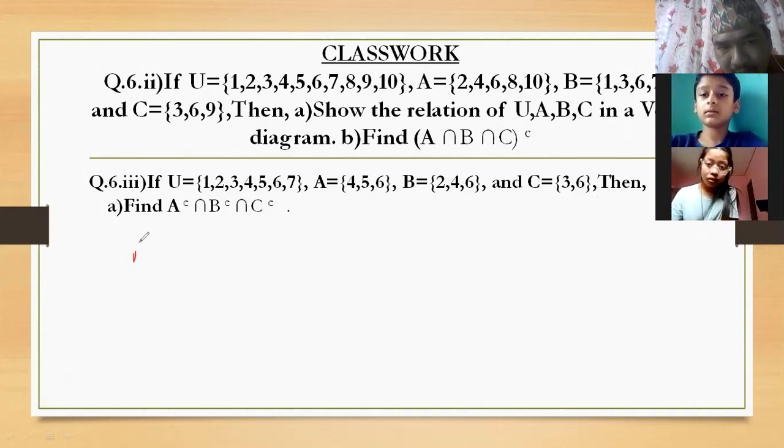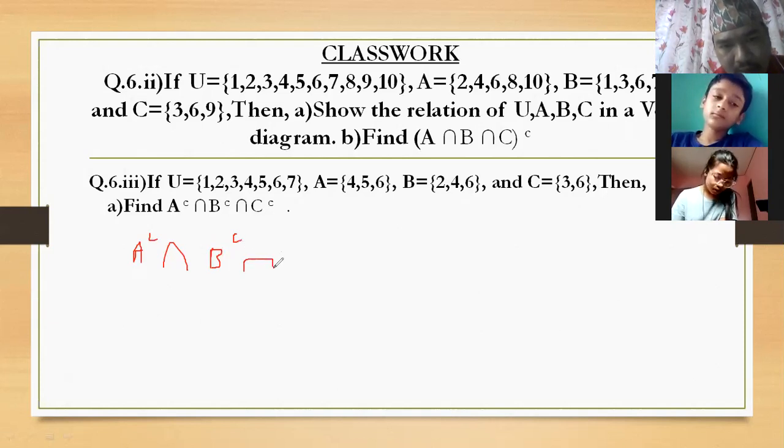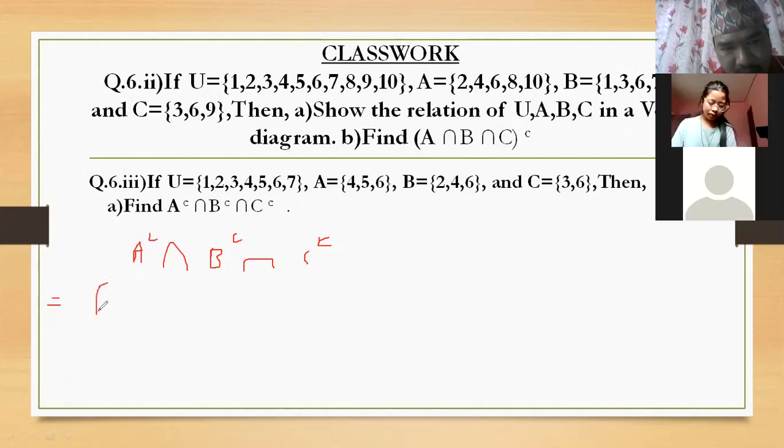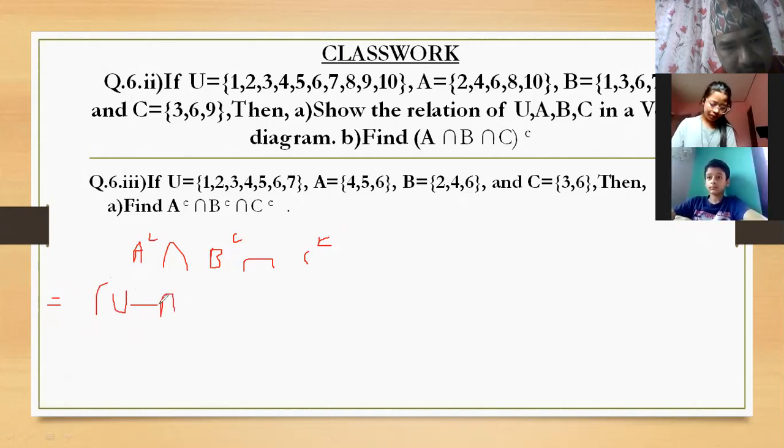Okay, look here. A complement intersection B complement. And we have got this intersection, a bit long, B intersection and C complement. How will you find out, children? Look here. First of all, you will do U minus A. This A complement you will do first: U minus A, universal set minus set A.